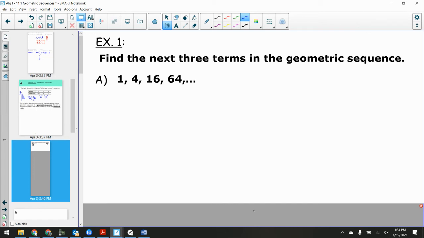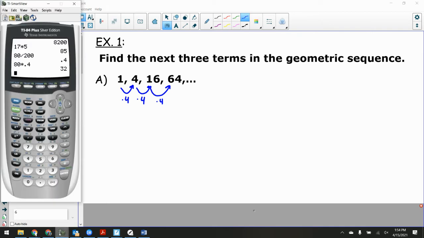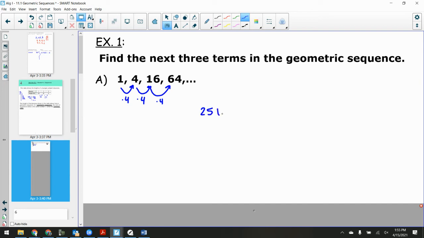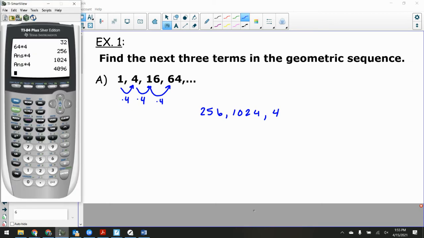I shouldn't have needed to say that this was geometric. You should be able to figure that out. Is this geometric? Obviously, yes, because the directions tell me. But how do you know for sure based on the numbers? Times 4. Do you see the times 4 pattern? Do you see 1 times 4, times 4, times 4? Okay, well, let's keep it going. Let's find the next 3 terms. 64 times 4, times 4, times 4. So my next 3 terms are 256, 1024, and 4096.